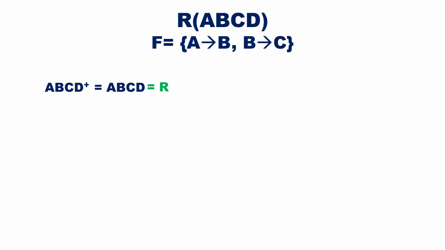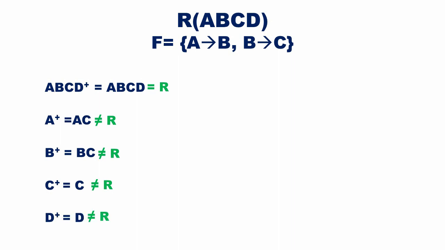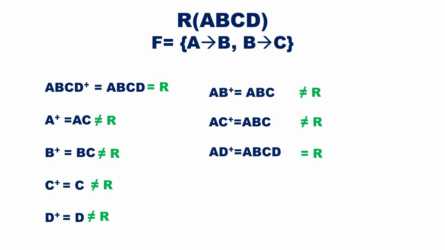Let us now try individual attributes first. A closure is not equal to R. B closure is not equal to R. C closure is not equal to R. D closure is not equal to R. That means none of these serves as a key. Next, we try combinations of two attributes. AB plus is not equal to R. AC plus is not equal to R. AD plus is equal to ABCD. That means it includes all the attributes in R. Hence, AD is a superkey. It is also a candidate key since no subset of AD is a key.